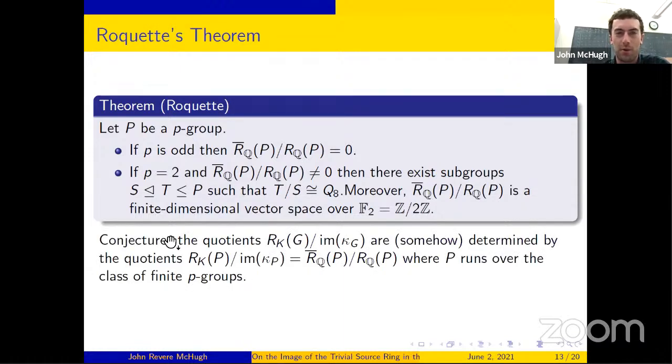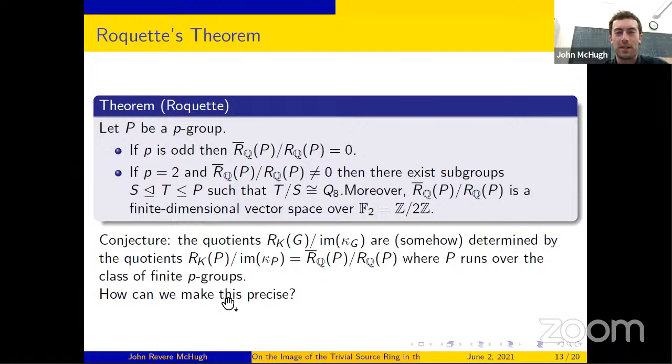So now I want to refine my conjecture from before. The quotients that we're interested in are somehow determined by these quotients, where P runs over the class of finite P groups. I mean, it seems to match up no matter what the prime is. If P is odd, it looks like this quotient is always 0. And that's what's happening in Roquette's theorem. And the P equals 2 case seems to match up as well. But how can we make this precise?